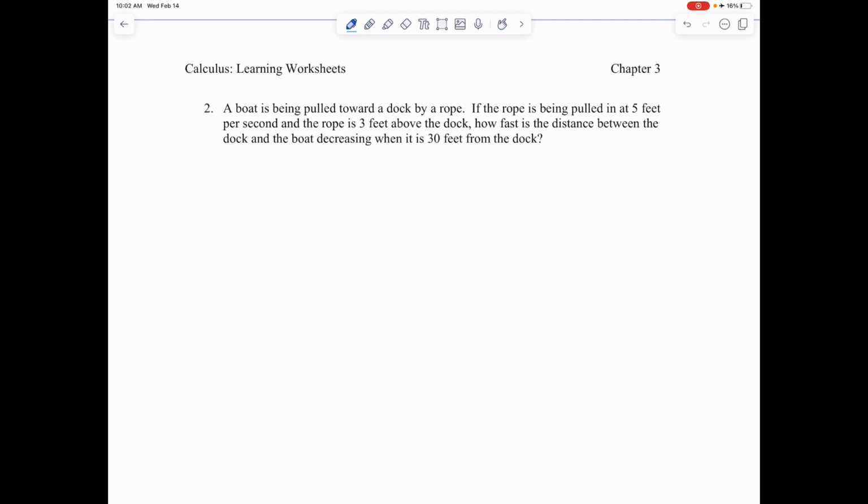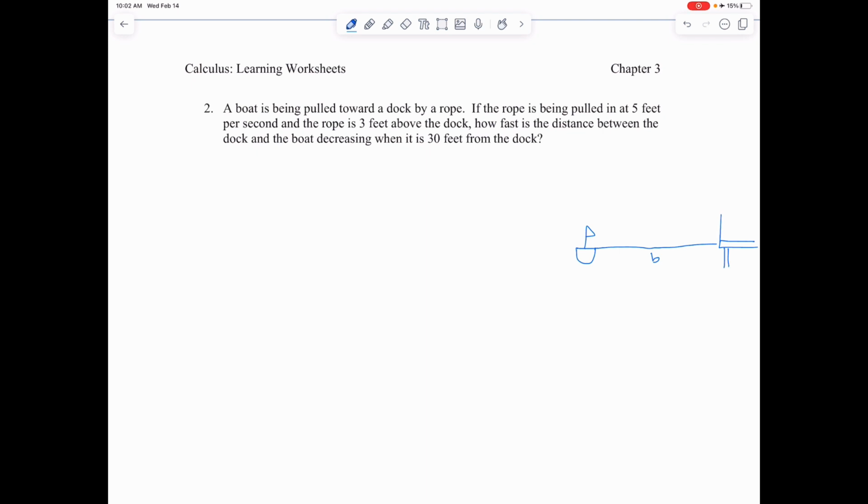We've got a boat out in the water, and it is tied to a dock. So this is our distance away from the boat to the dock. So I'm going to label that B. And it says that the rope is 3 feet above the dock.